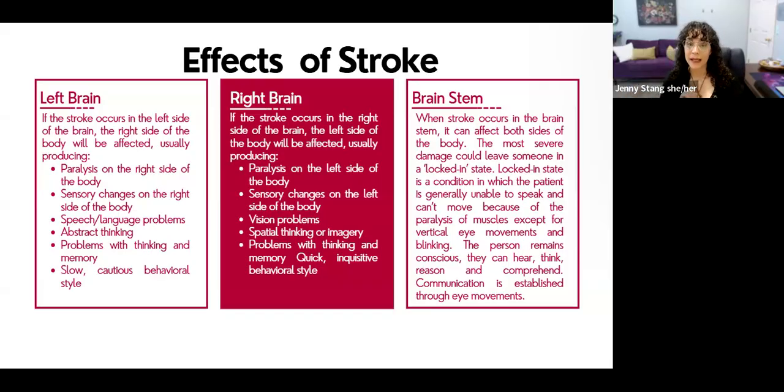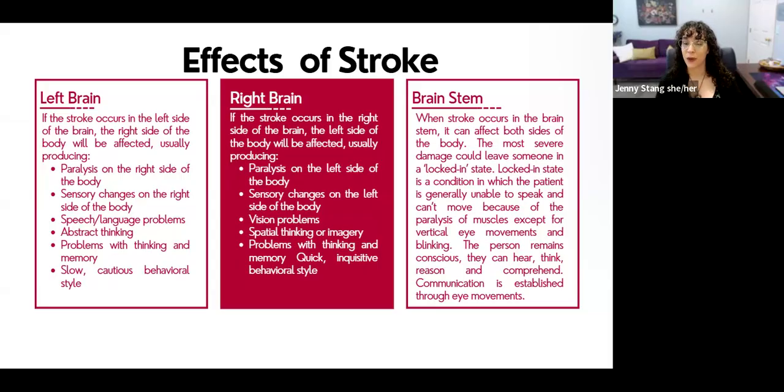Okay, next, if you have a stroke on the right side of the brain, the left side of the body will be affected, usually producing, again, paralysis on the left side, sensory changes on the left side, vision problems, shifts in your spatial thinking or imagery, problems with thinking and memory, and a quick, inquisitive behavior style, okay?